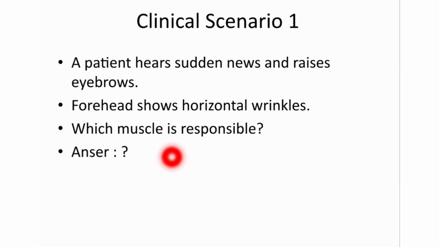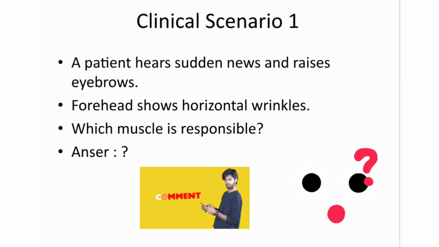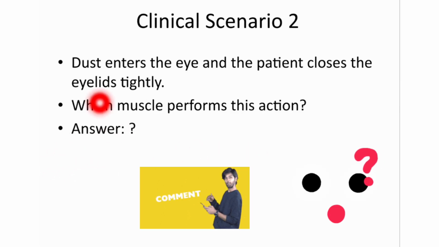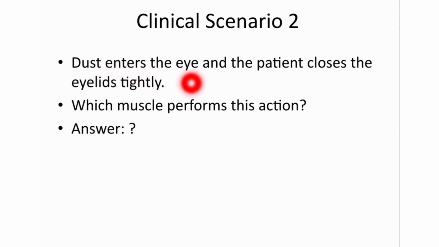Now, clinical scenarios. The first one: a patient hears sudden news and raises eyebrows. Forehead shows horizontal wrinkles. Which muscle is responsible? Share your answer in the comment section. Scenario 2: dust enters the eye and the patient closes the eyelids tightly. Which muscle performed this action?